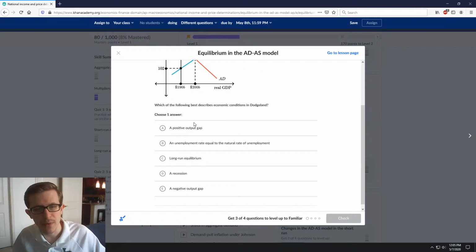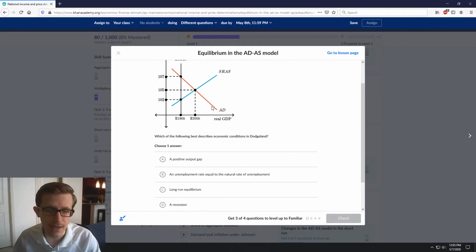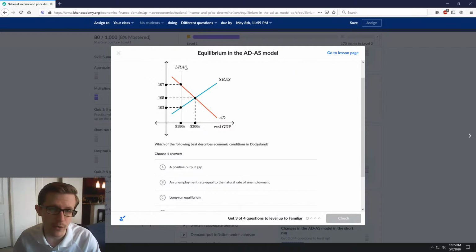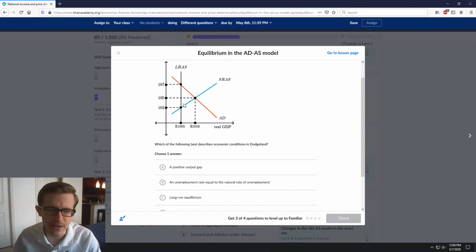So our options are: positive output gap; an unemployment rate equal to the natural rate of unemployment. This one is not going to be true for B, because if we're operating at our natural rate, we'd be operating somewhere along the long-run aggregate supply. And this means that more people are working than usual, whether that be people taking worse jobs than they're capable of, like people with engineering degrees or history degrees like mine working in grocery stores, things of that nature. Long-run equilibrium: we're currently not in long-run equilibrium. We're operating past that. We're not operating on the LRAS.